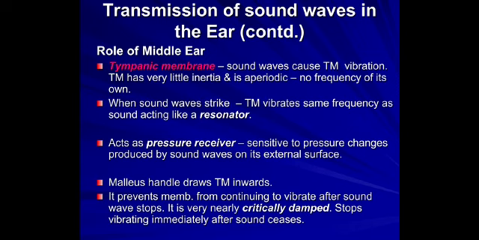The handle of the malleus draws the tympanic membrane inward with the contraction of the tensor tympani and prevents the membrane from continuing to vibrate after the sound wave stops. So it is critically damping the movement and stops vibrating immediately after the sound ceases. So it acts as a resonator, a receiver, and it critically dampens the vibration after the sound ceases.